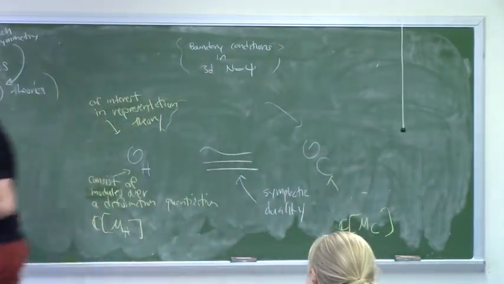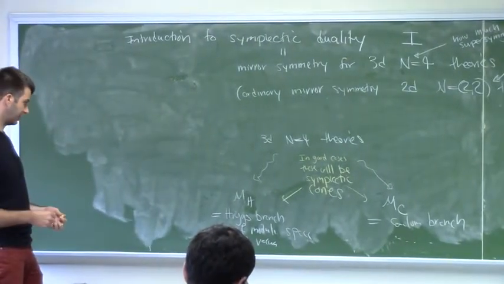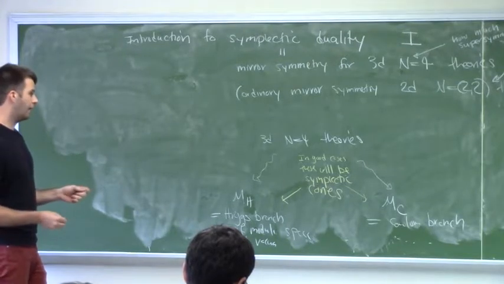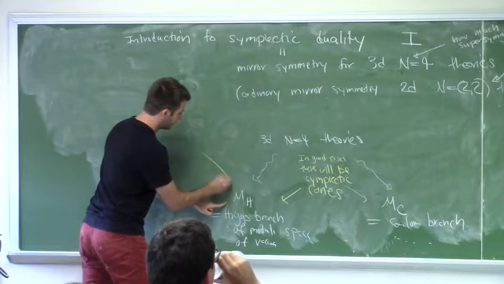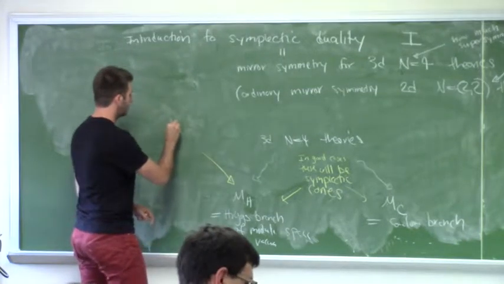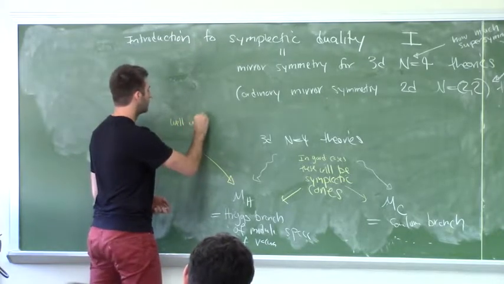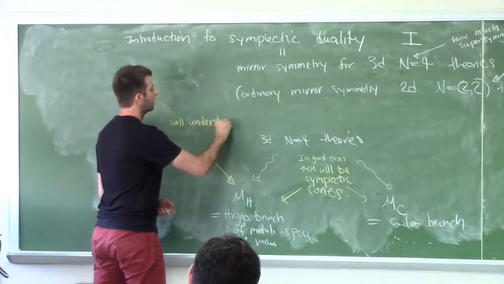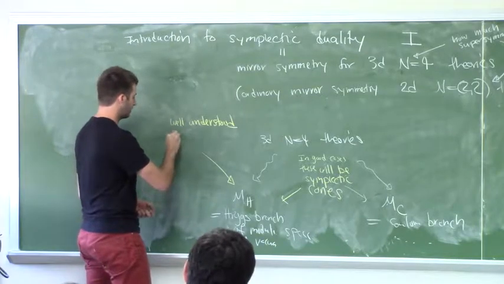I just want to say a couple more words, and then I'm going to leave this picture behind and talk about something a little bit more concrete. At least for the history of the subject, this side is relatively well understood. If I had more colors, I would be even more happy. So this side is well understood. It's mathematically well defined.